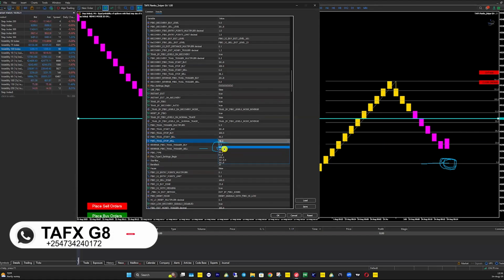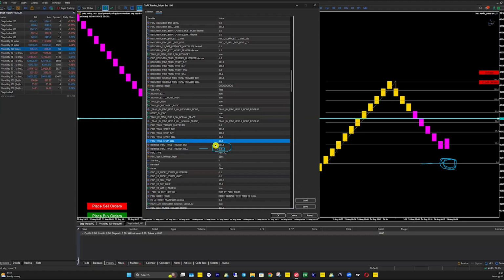For instance, we want to set level 23.6. So our trailing start is at level 50, all right? And our trailing stop is at level 23.6, all right? And our Fibonacci trigger sell level is at level 0. Now, what is the meaning of this?